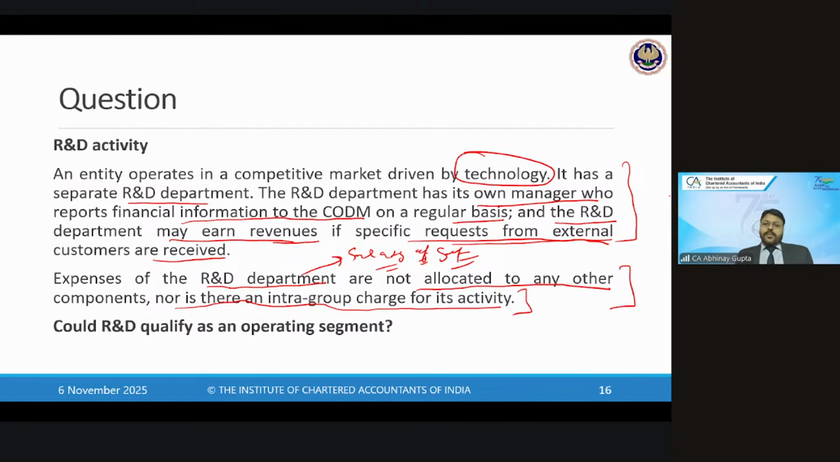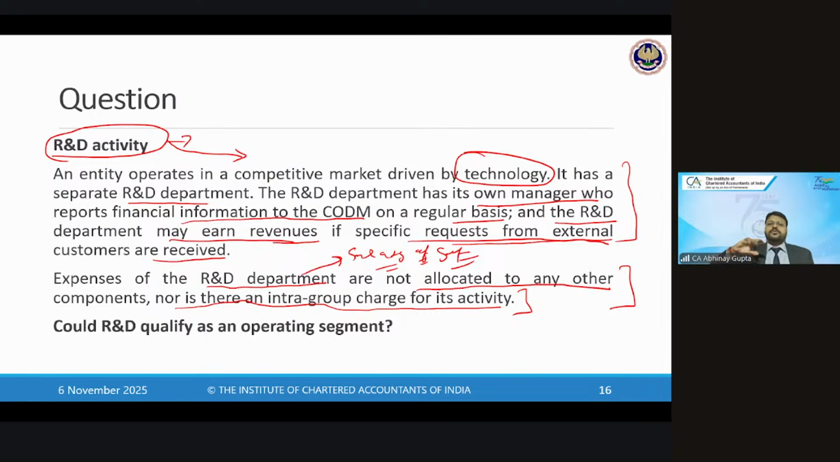And by looking at these facts, are you able to get a sense that this R&D department is basically a kind of internal R&D department? It doesn't have the authority to sell the software to an external customer on its own. So it says it may earn revenues if a specific request from external customers is received, but they are not exploring it as of now. They are not getting into that mode to explore and advertise their product. So this is an R&D department within the company which is not into the business. The business is being done by the company through some other team. This is only a backend R&D team, right?